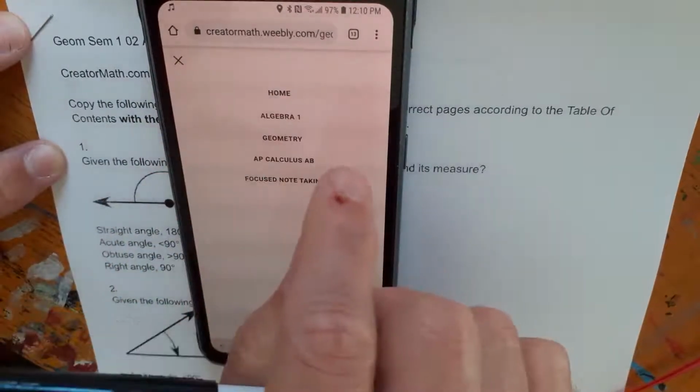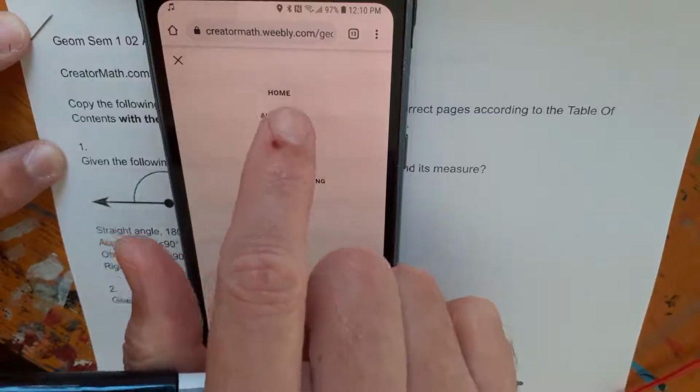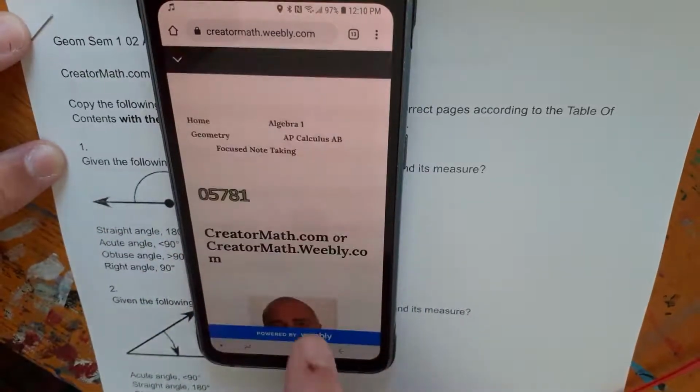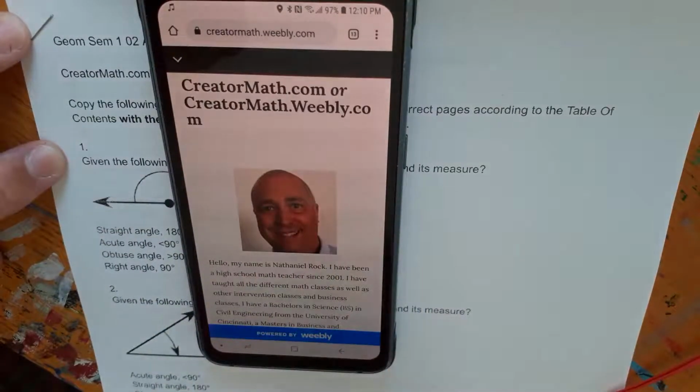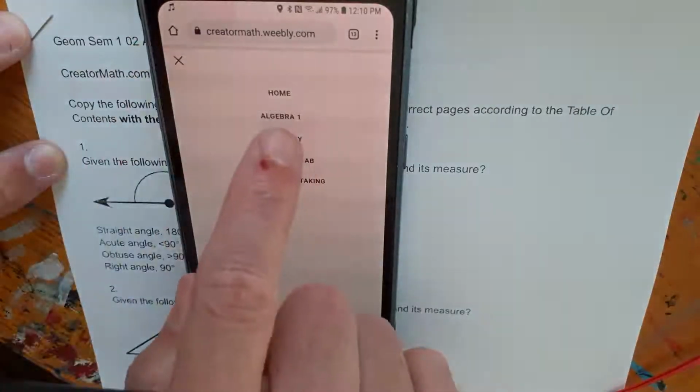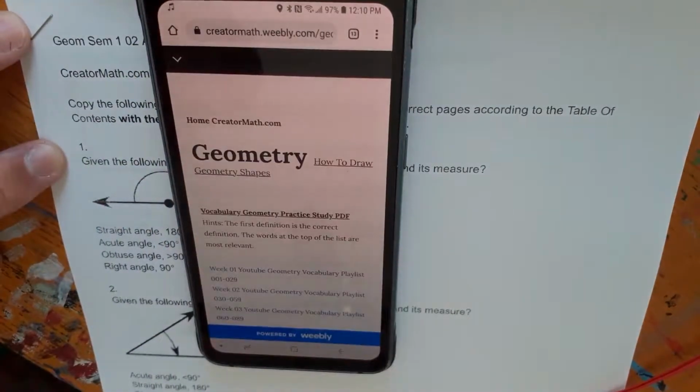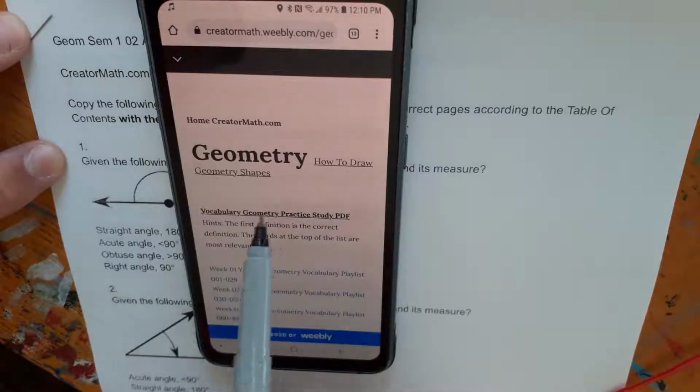creatormath.weebly.com. Search it in Google. Hopefully it pops up. Here's what the home page looks like when it comes up. That's how you know you're in the right place. Click on the geometry tab. That's where all the notes and videos and vocab and all that stuff is for geometry. This is the vocab for geometry right here.